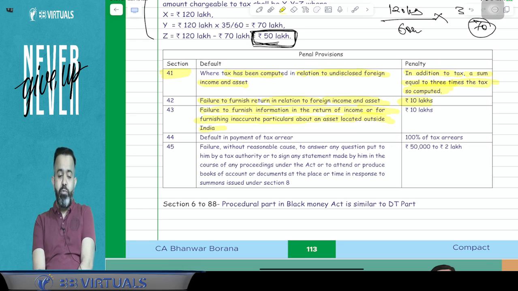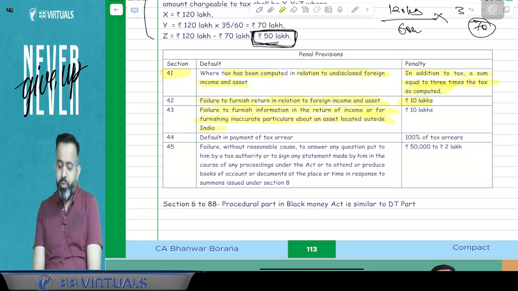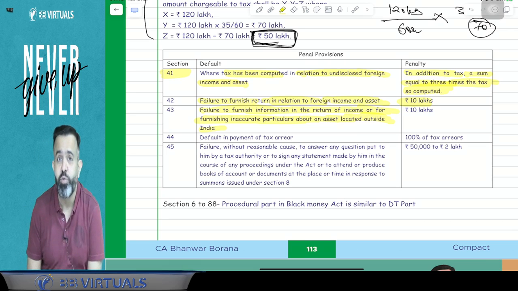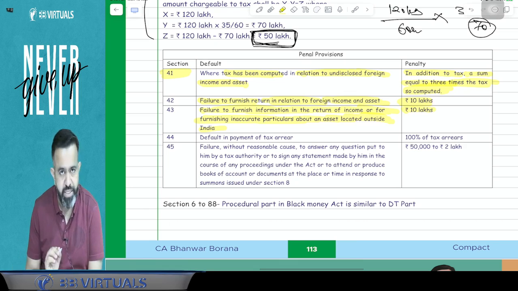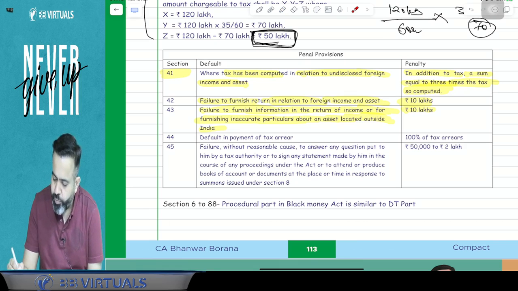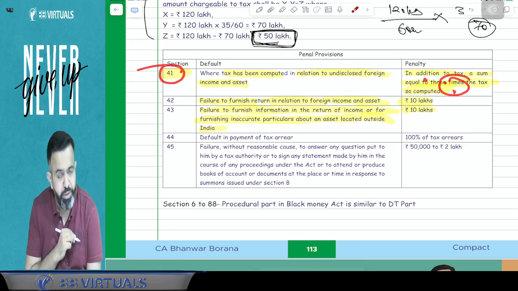Suppose incorrect information has been given, or you have not given the information at all about the foreign asset, then a 10 lakh penalty is applicable. First, in case of your black money, on whatever tax is due, 3 times that tax is the penalty, as per section 41.